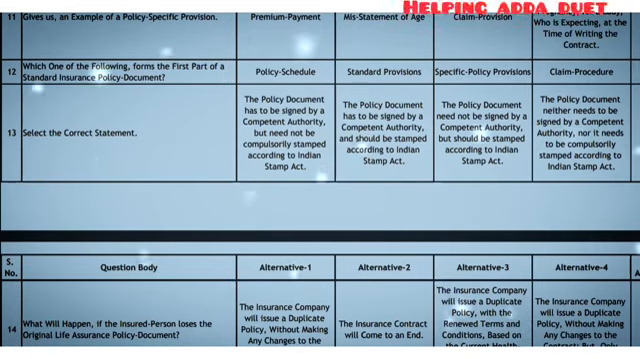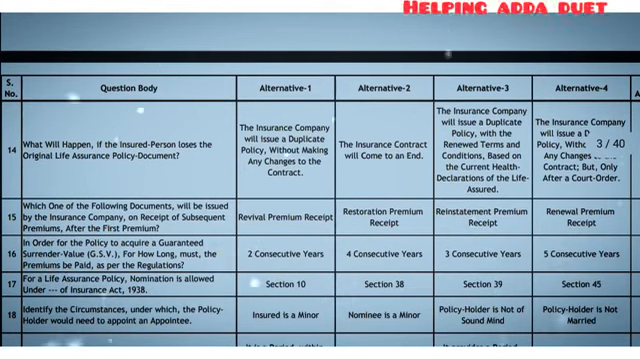Number 2. The policy document has to be signed by the competent authority and should be stamped according to Indian Stamp Act. This answer is correct, so the correct statement is answer option number 2. Question number 14. What will happen if the insured person loses the original life assurance policy document? The assurance company will issue a duplicate policy without making any changes to the contract. In the case of loss of the original policy document, the insurance company always has a duplicate copy of that policy that can be used.